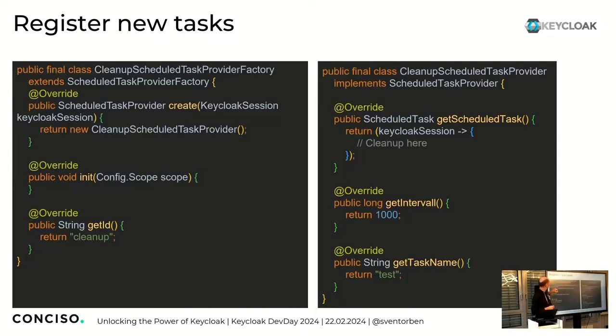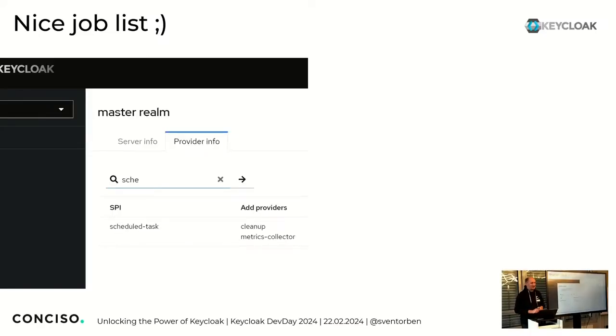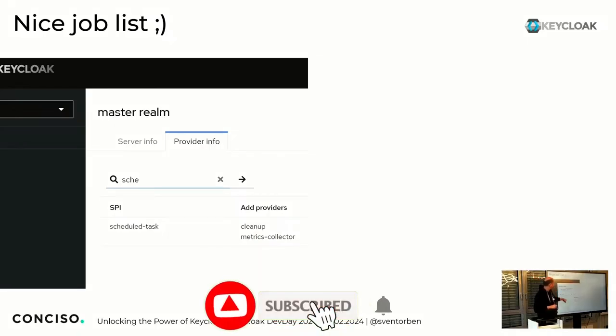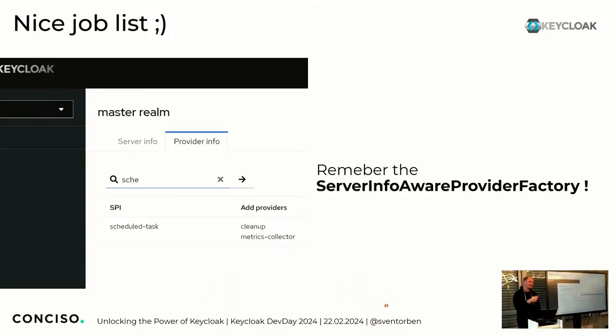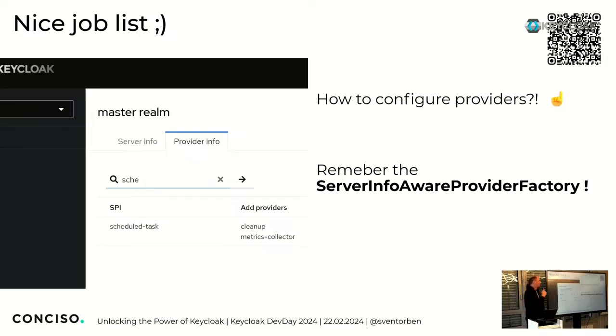So, if you want to register such a task, you basically implement your own interface, like your schedule task provider factory, which only has this create method. So you create an instance of your task. It's just these few lines of code. Give it a name, give it an interval, the code you actually want to execute, and then you get this for free again. Back on the provider info page, you get a task list for free. It just says, okay, my schedule task extension, there are these kinds of jobs I want to run. Again, remember the server info aware provider interface. You could also put all the configuration options, like the interval and the task name, in there. If you want to know how to do this in detail, it's on our website.